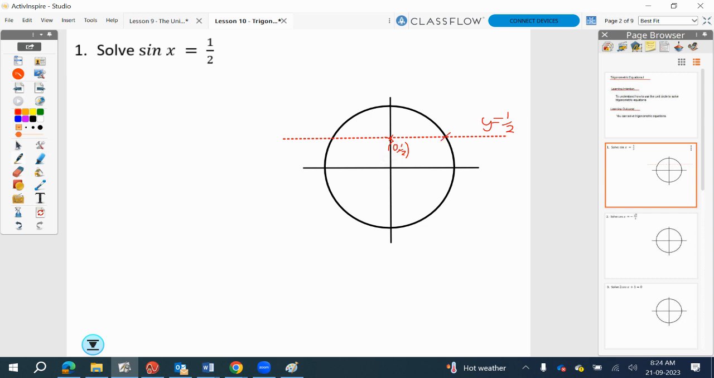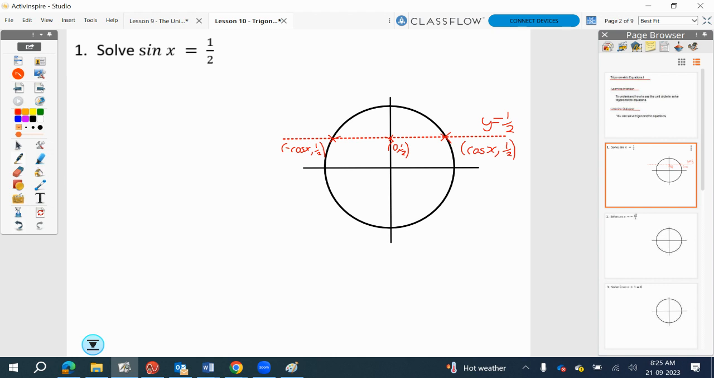This point here on the perimeter of the circle is going to be cosine of x, comma, a half. This other point here on the perimeter is going to be minus the cosine of x, comma, a half.